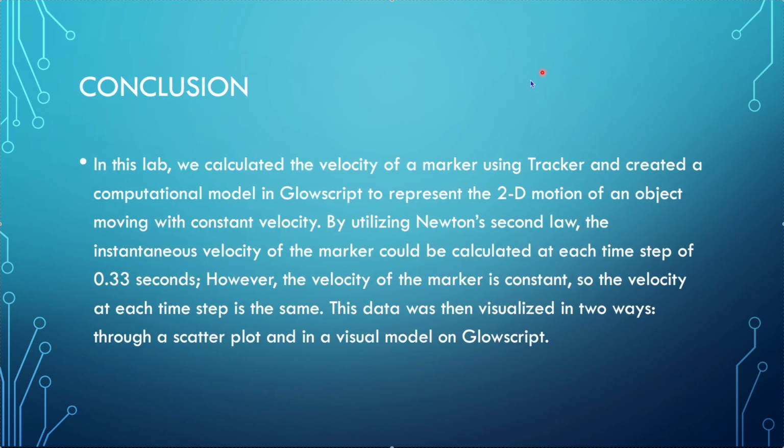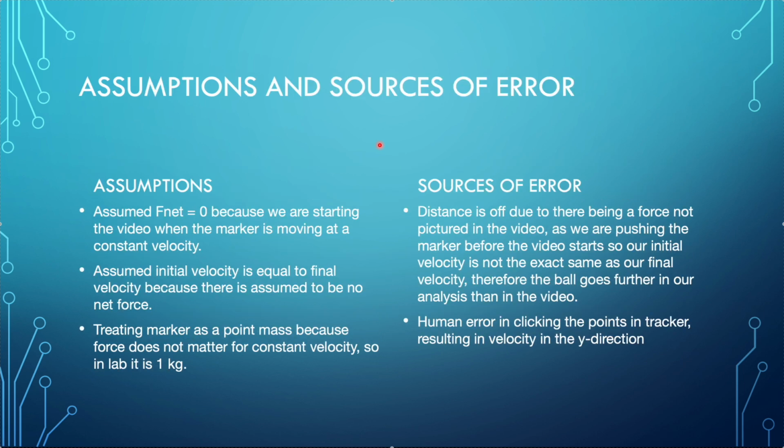To conclude, in this lab, we calculated the velocity of the marker using Tracker and created a computational model in GlowScript to represent its 2D motion, with the marker moving at constant velocity. We used Newton's second law to calculate the instantaneous velocity at each time step. However, the velocity of the marker is constant, so the velocity at each time step is the same. We visualized it through a scatter plot made in Excel and a visual model on GlowScript.